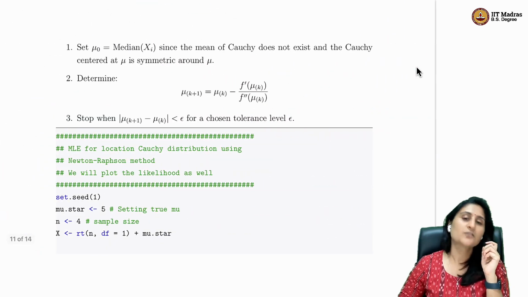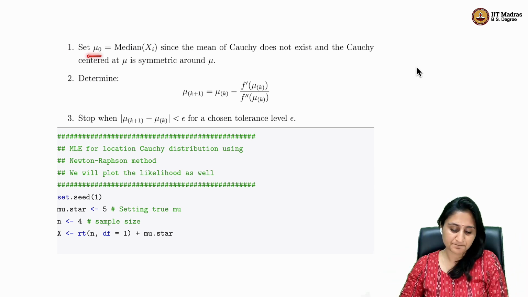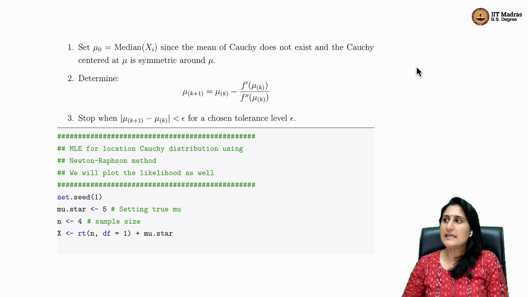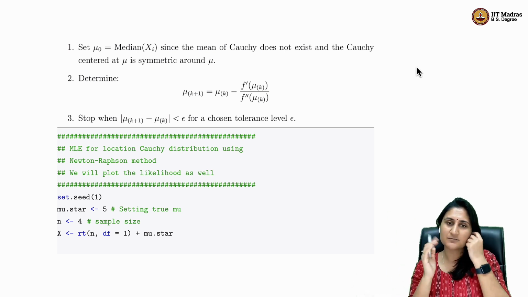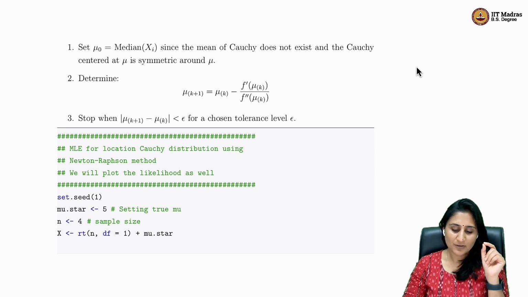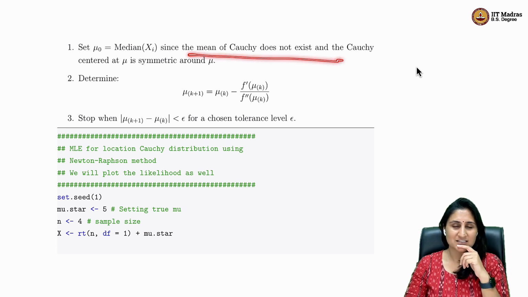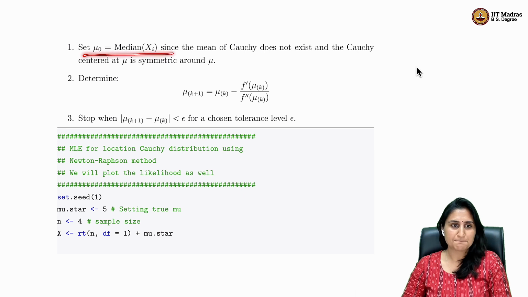So the way to implement the algorithm would be to set a mu0, which is a good starting value of mu. Now we know mu is the mode of the distribution, but it's also the median because it's a symmetric density. So we can start from the sample median of the data that we have observed, not the mean, because the mean of the Cauchy does not exist. So the sample mean is likely going to be an unstable value, and so we want to use the sample median.